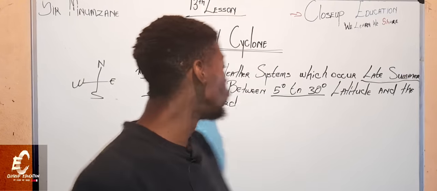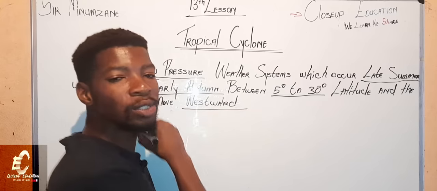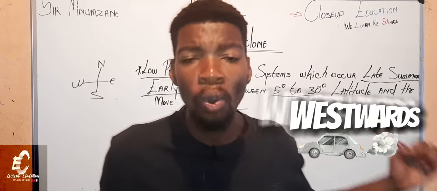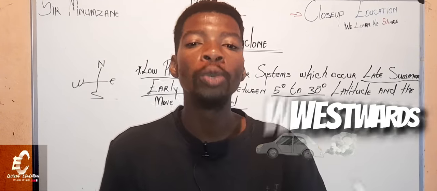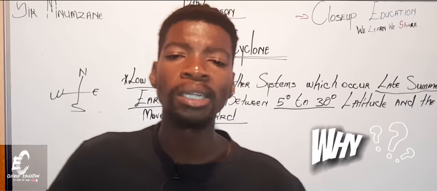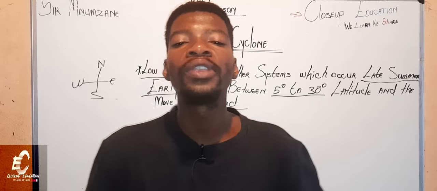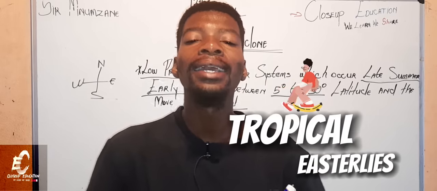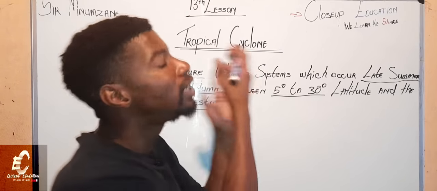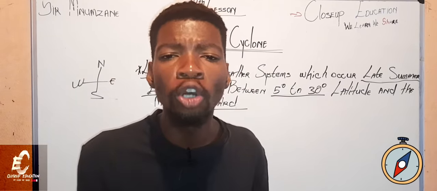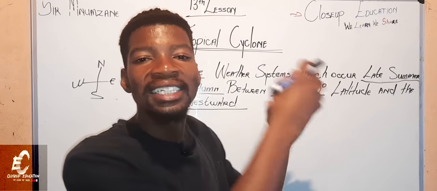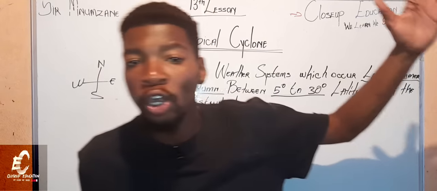All right, then we move to our last point, which is westwards. This whole weather system moves westwards. Unlike mid-latitude cyclones, which move eastwards, this one moves westwards. Why does it move westwards? Mainly because of the wind which we call tropical easterlies. Yes, tropical easterlies are responsible for this cyclone. And where do you find tropical easterlies? Between 5 degrees to 30 degrees latitude, whether north or south.